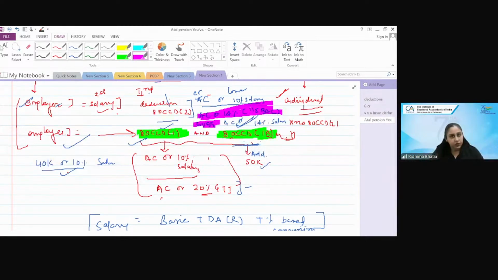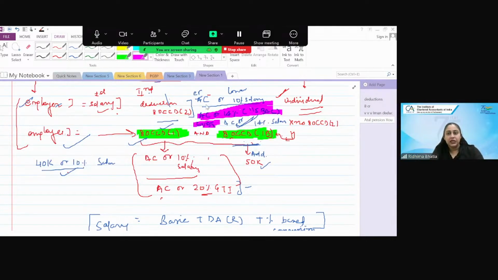Clear? We'll do the question, but is this chart clear? You can make the chart any which way you want. You can take a screenshot of it, but tell me if this is clear or not.